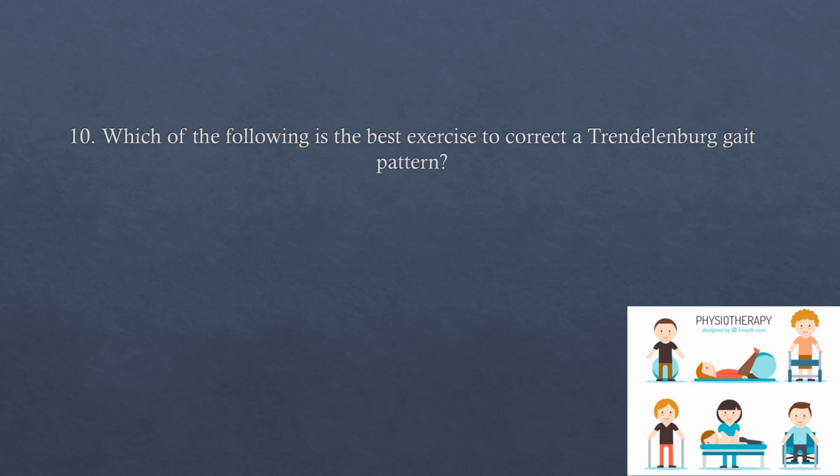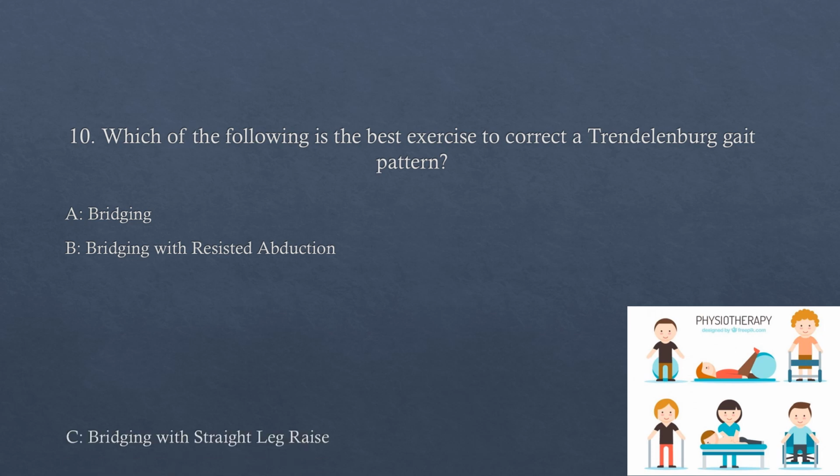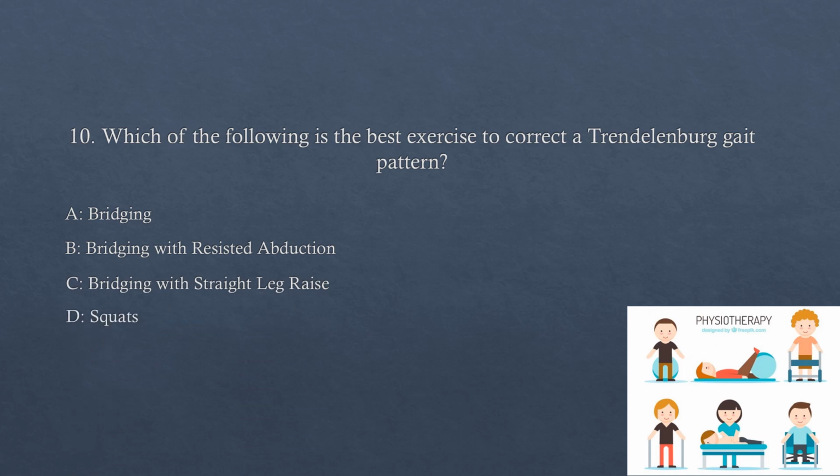Question number 10. Which of the following is the best exercise to correct a Trendelenburg gait pattern? A. Bridging. B. Bridging with resisted abduction. C. Bridging with straight leg raise. Or D. Squats. And the answer is B. Bridging with resisted abduction. Let's go to the next question.